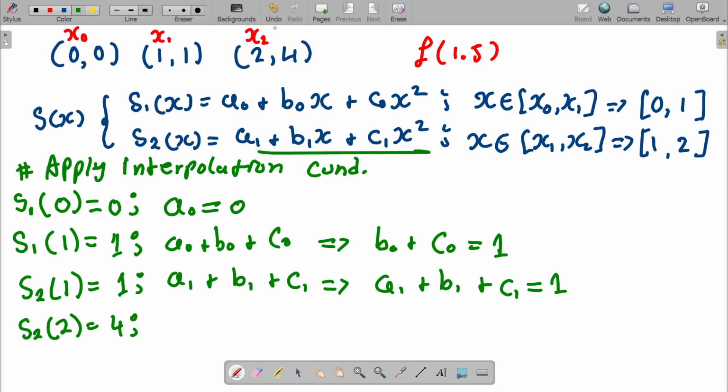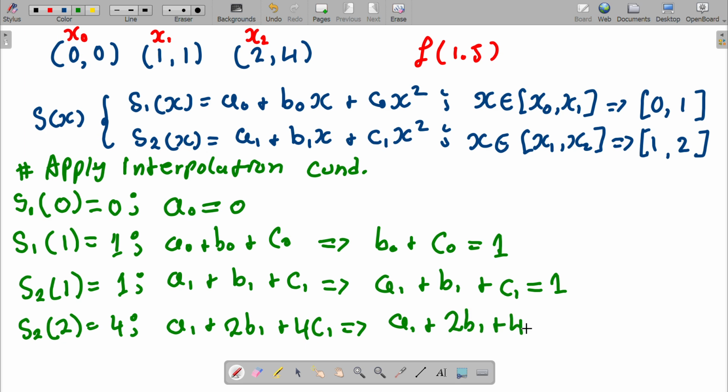So here it simply means where there's x, you substitute 2. So for this x, that's just going to be 2. Then 2 squared is 4. So meaning this one is just going to be a sub 1 plus 2b sub 1 plus 4c sub 1. Okay, so the result that we get here is a sub 1 plus 2b sub 1 plus 4c sub 1 is equal to 4. So now we have these equations, and we don't end there. There are 2 steps that we should also take for us to simplify this.